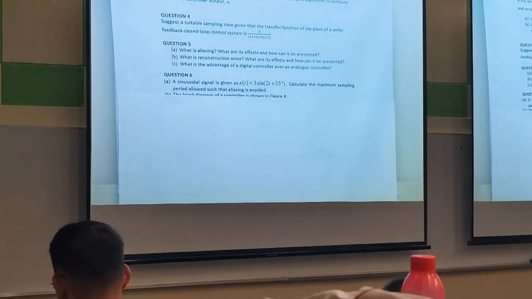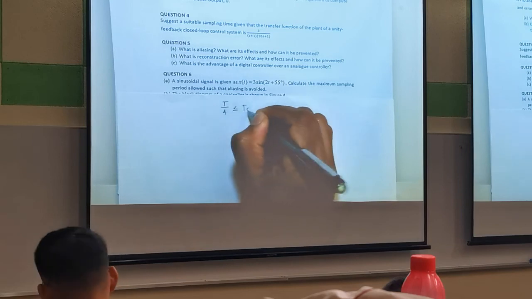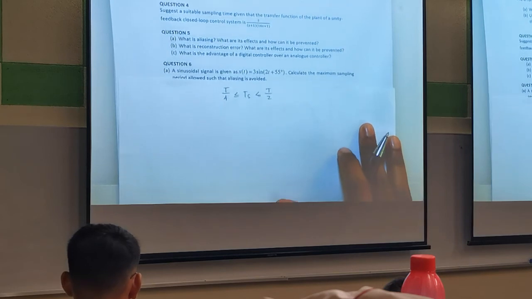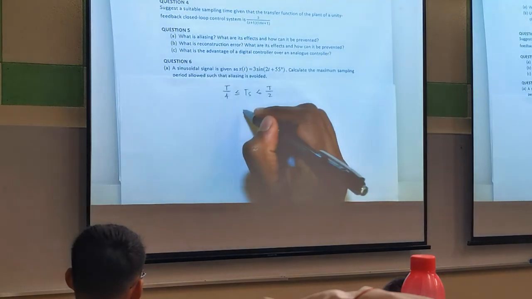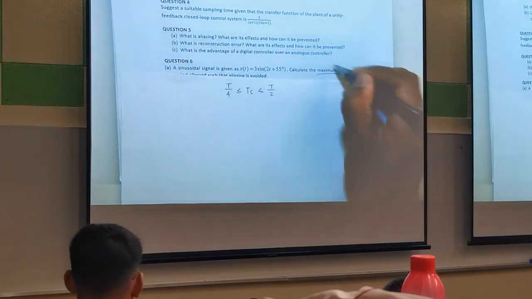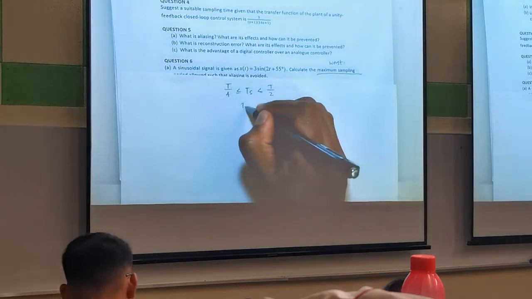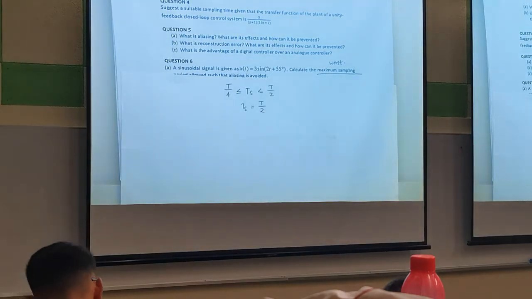First, for a sine wave, the range is T over 4 ≤ TS ≤ T over 2. When they ask for maximum, which one should I use, T over 4 or T over 2? Yes, when they ask for maximum, it is the worst, not the best. That's why I said sometimes I can ask you for the worst. So TS, you have to find T over 2. How to find the capital T?